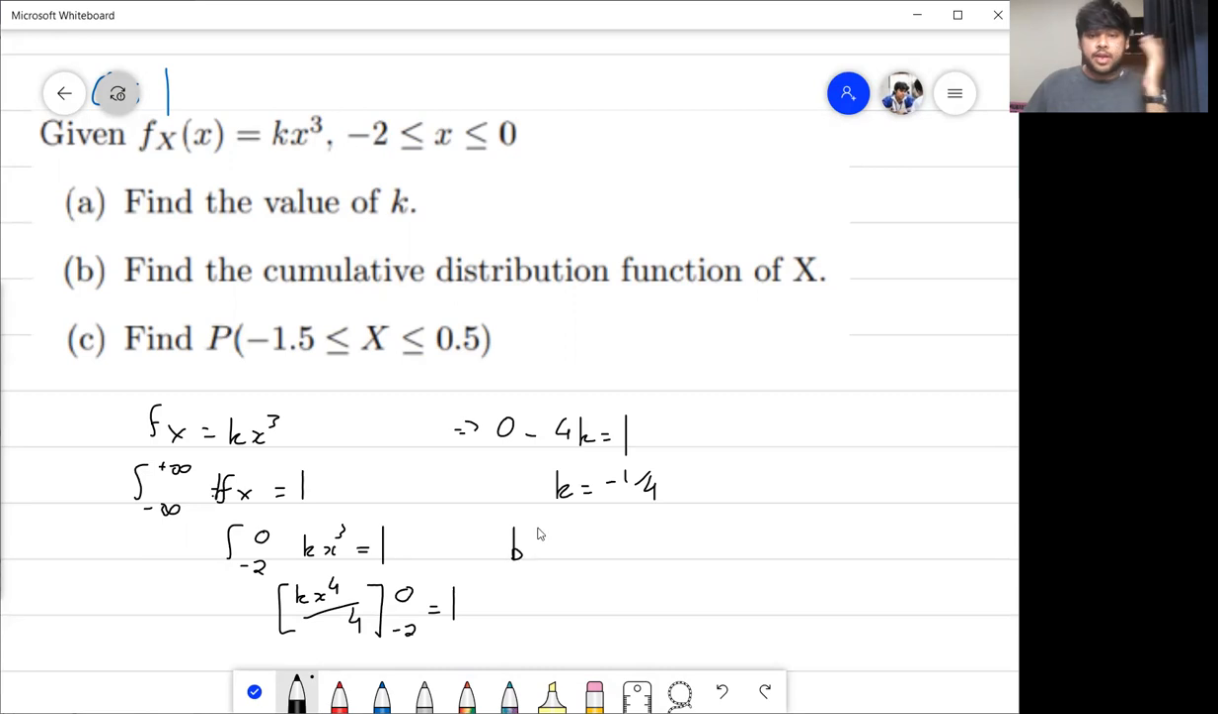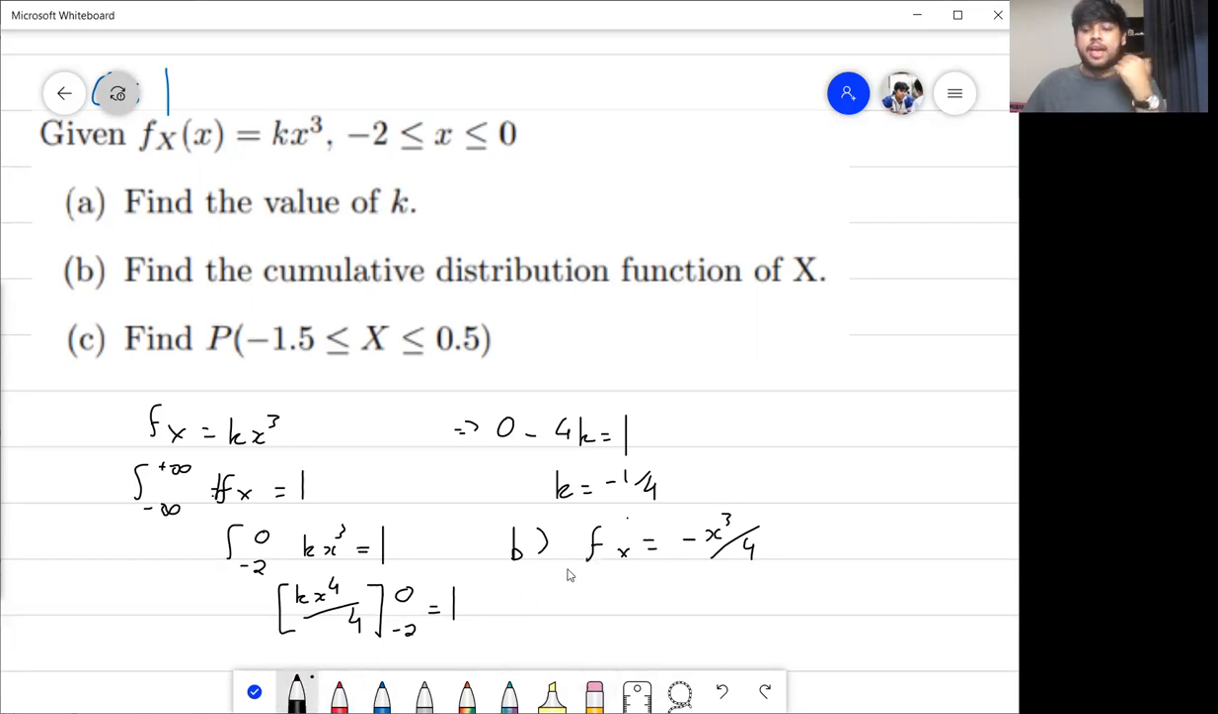Now, that was pretty straightforward. I'll go on to part B. Part B says find the CDF of x. Any ideas? We now know that the CDF is known as capital Fx, so we need to find the CDF of the PDF function, and the PDF is kx cube. We know the value of k now, which is minus 1 upon 4, so that's minus x cube divided by 4. Wait, this is small f, so I'll remove this. This should be small f.